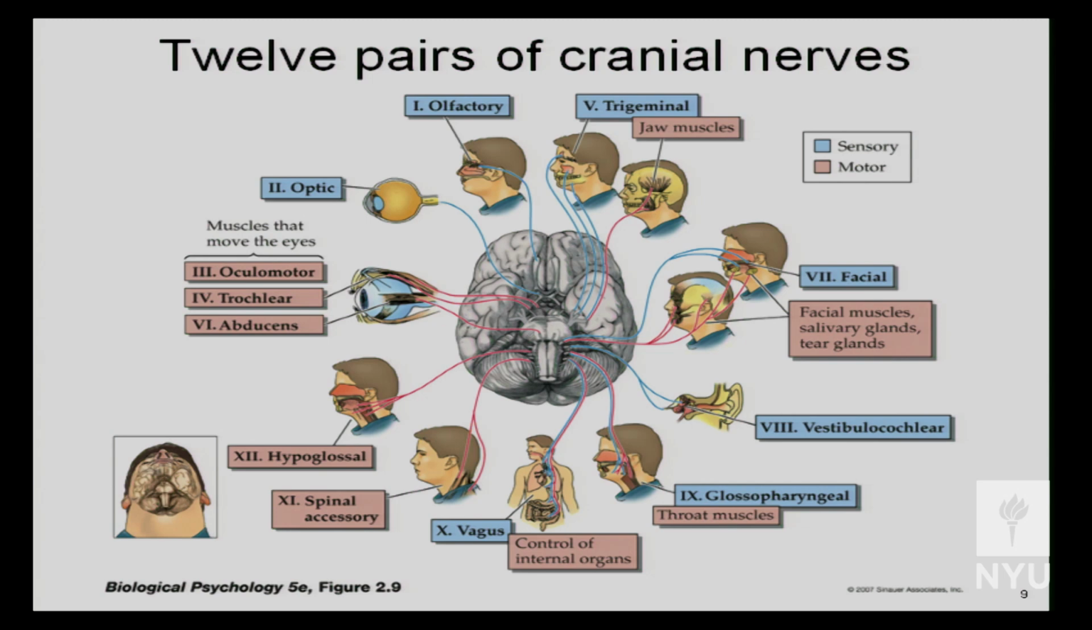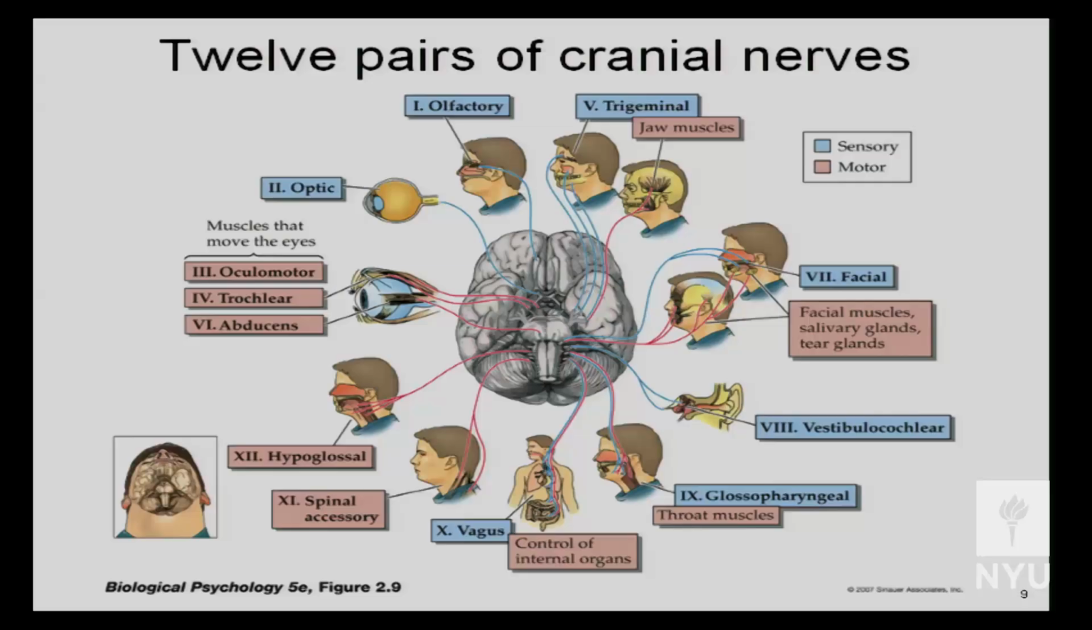Eight, nerve eight, another pure sensory input, one of our special senses. It's called the vestibular cochlear nerve, also called the auditory nerve. This allows you to hear. It brings in all our primary auditory input to our brain, as well as balance input to our vestibular system. So that is nerve eight, again a pure sensory nerve.